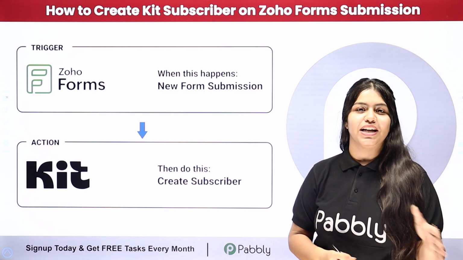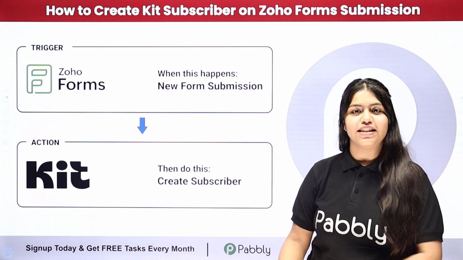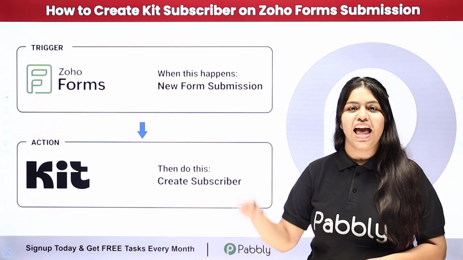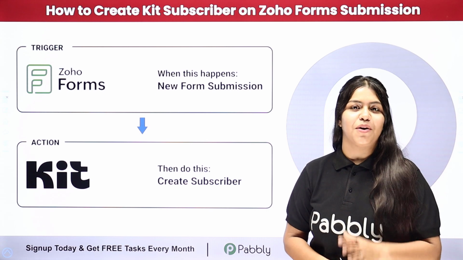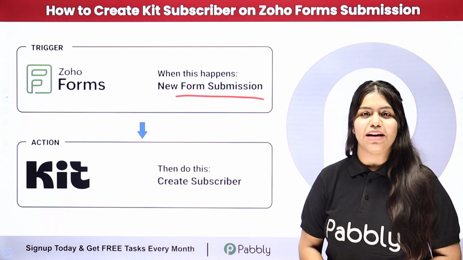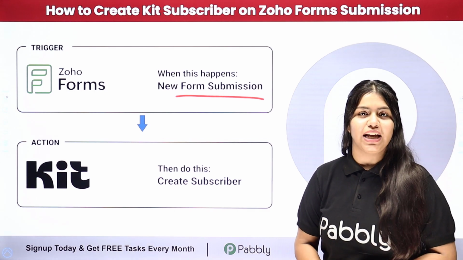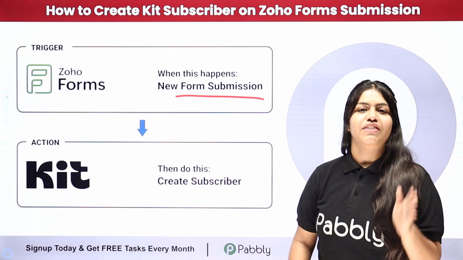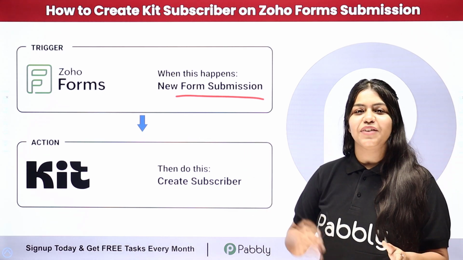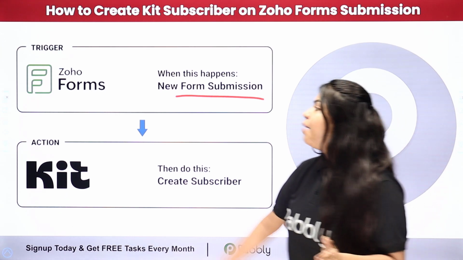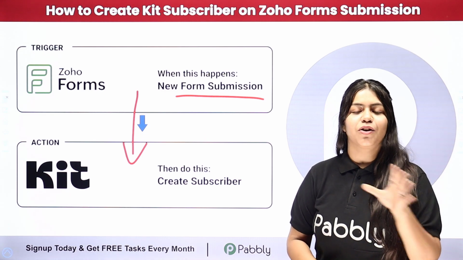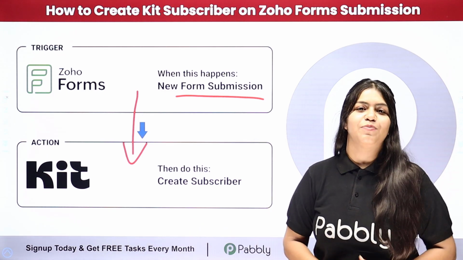So over here I'm running a real estate agency and we collect the details of our potential clients with the help of Zoho Forms. And now what I want is that as soon as we receive the details of our potential clients with the help of Zoho Forms, automatically with the help of the same details, a new subscriber should be created in my Kit account too, so that we can create targeted email marketing campaigns for all of them. So to do this, we are simply going to create a connection between Zoho Forms and Kit. To create this connection without knowing any programming or coding language, we are going to use Pabbly Connect.